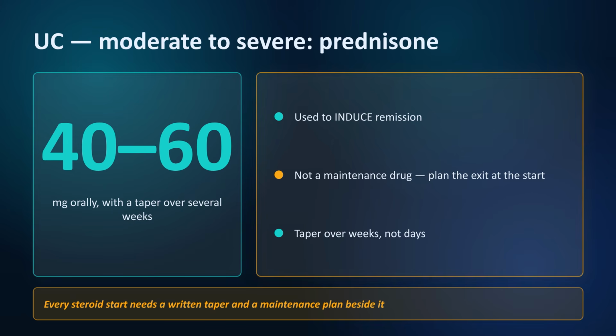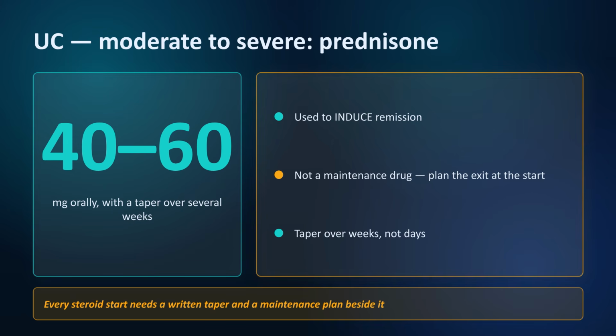Now moderate to severe disease. Oral prednisone at 40 to 60 milligrams, with a taper over several weeks. And its job is to induce remission. Say that clearly to yourself. Induce. Prednisone is not a maintenance drug in inflammatory bowel disease.